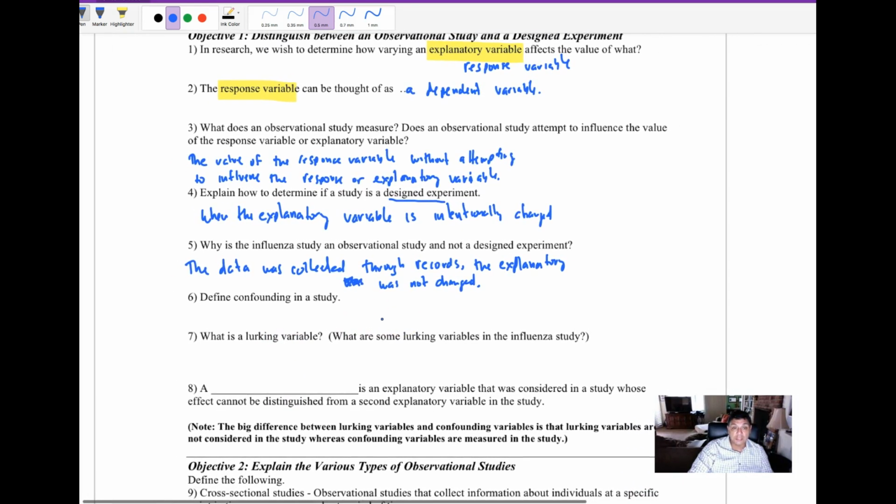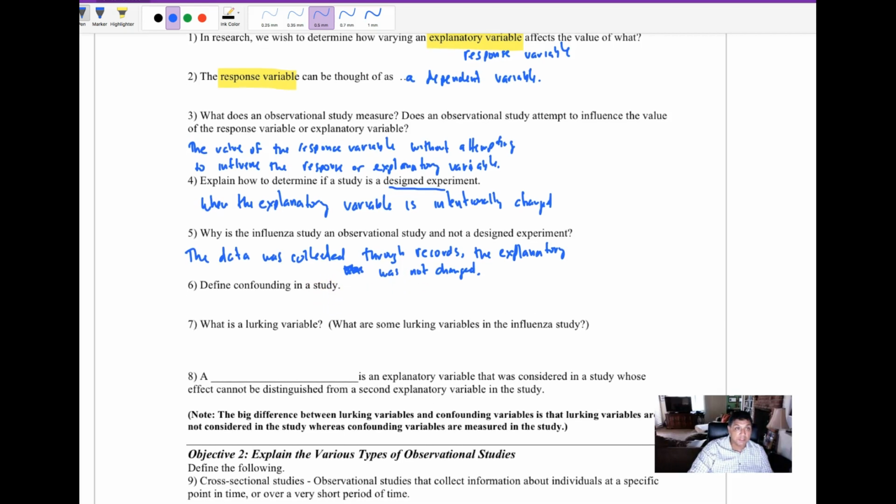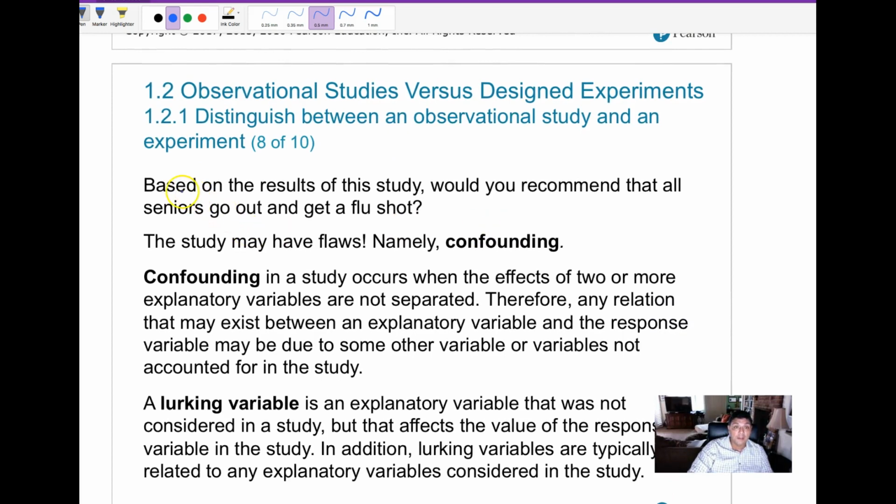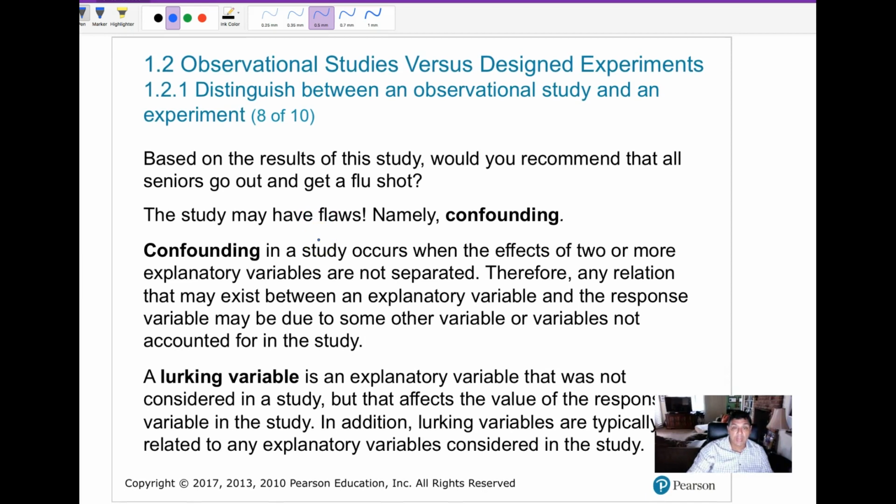There are some important things to be aware of when we conduct studies, right? Based on the results of the study, would you recommend? What happens sometimes is the data has flaws. The study may have some flaws, namely what we call confounding. Confounding occurs in a study when the effects of two or more explanatory variables are not separated.